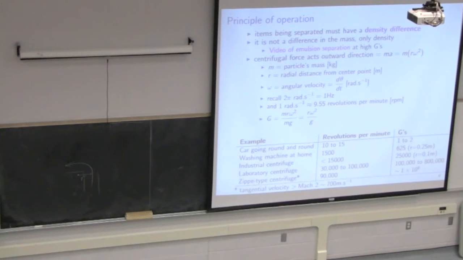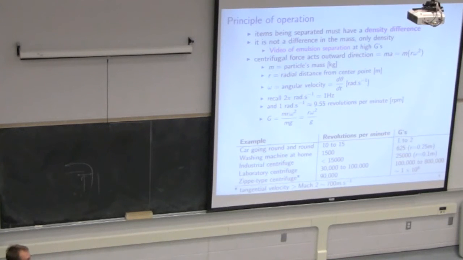That number of G's, depending on how fast you go around that corner, is between 1 to 2 G's. So if you back calculate the revolutions per minute, it's about 10 to 15. That's actually quite a fast rotation. Even 10 is pretty quick around the corner. Your washing machine at home is doing in the order of 625 G's, for a washing machine which has about a quarter meter radius, so half a meter diameter. That's a standard figure there. So 625 G's is pretty substantial for the washing machine cycle.